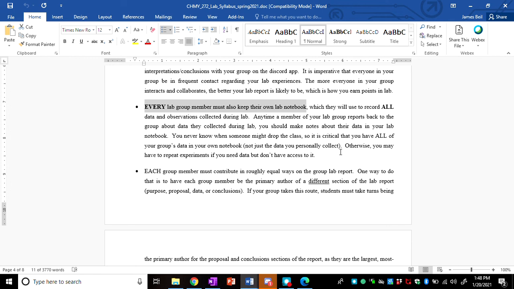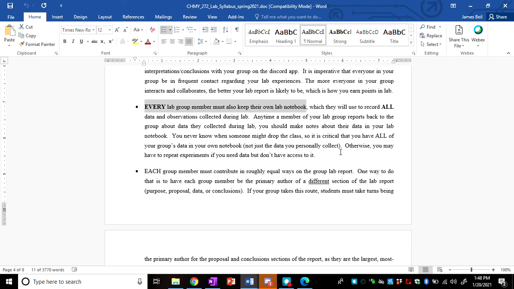But the important thing there is, if you've got 4 people or 5 people in your lab group, and one person runs an experiment, and then maybe they forgot to report the data to you, or maybe they reported it to you and you didn't write it down or keep track of it, and if they drop the class, you don't have that data to write the lab report. And that does happen occasionally. It's unfortunate. Sometimes students have to repeat experiments because of that.